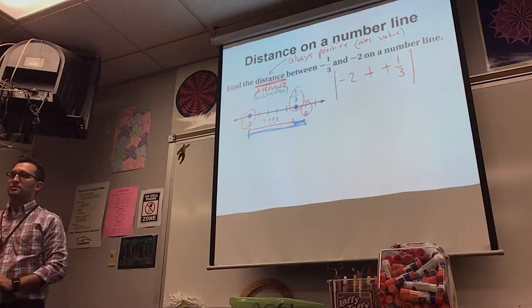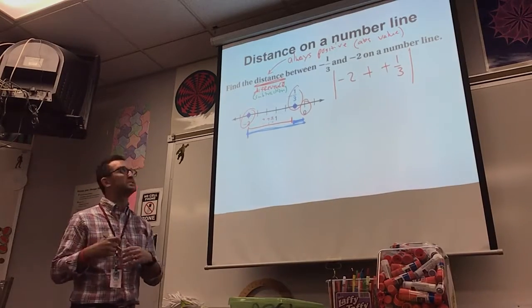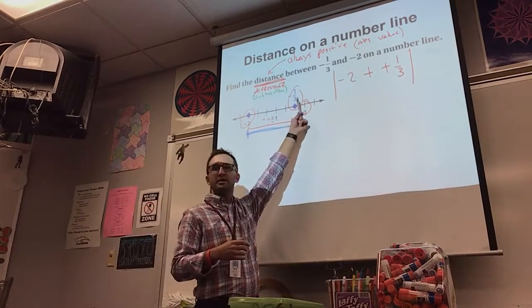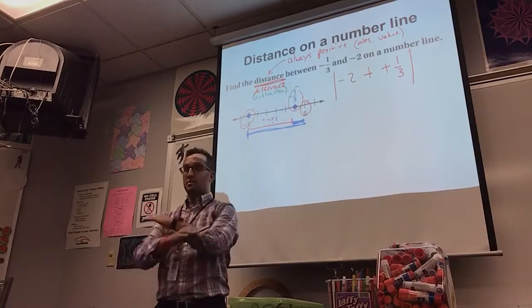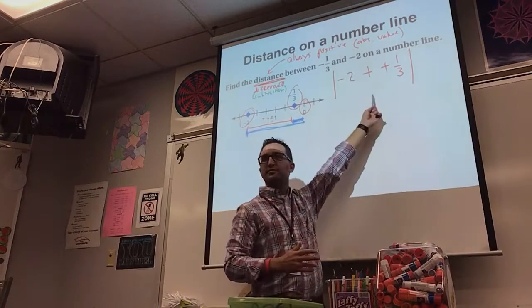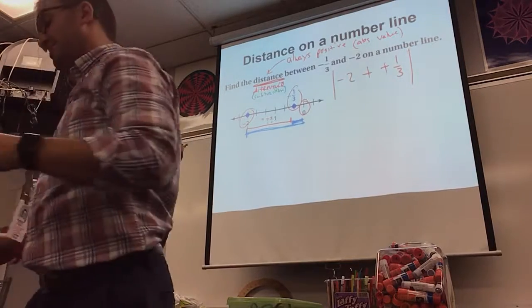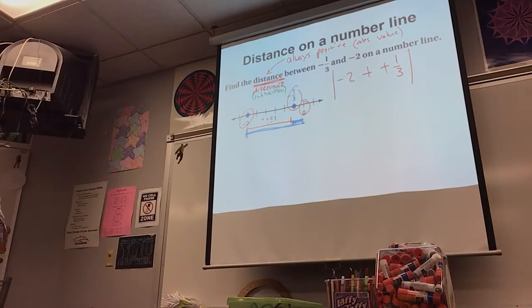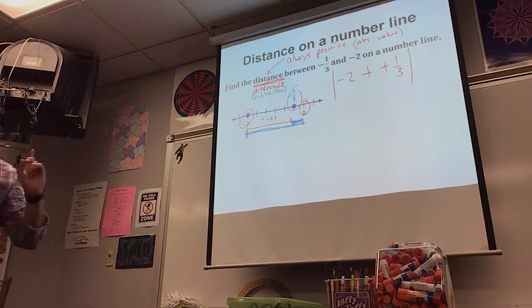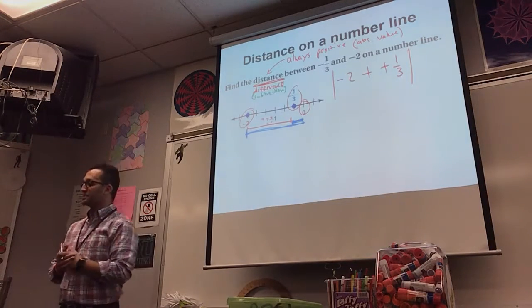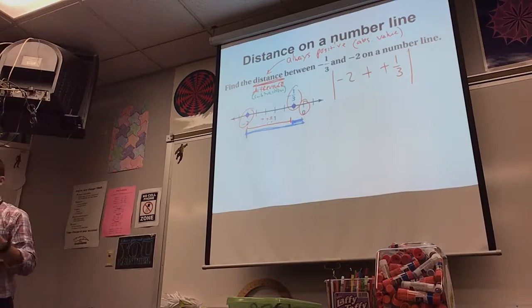Why? Because we know distance must be positive, and we know how do we make things positive no matter what? We make them an absolute value. I traveled -2, right? Absolute value. Didn't I travel absolute value of -2? Yes, I did. So that's what distance is. Distance is the absolute value. Now let's do this problem and finish it up.